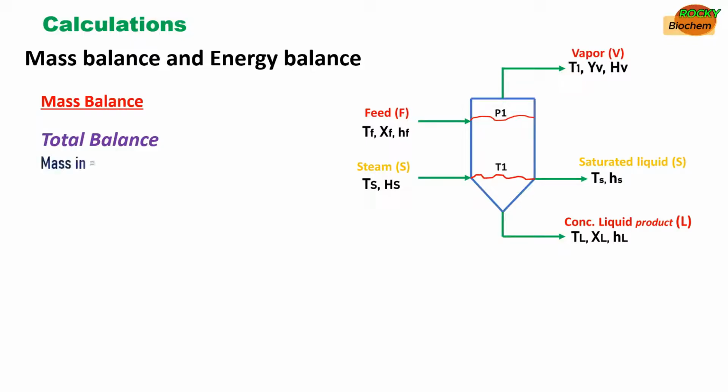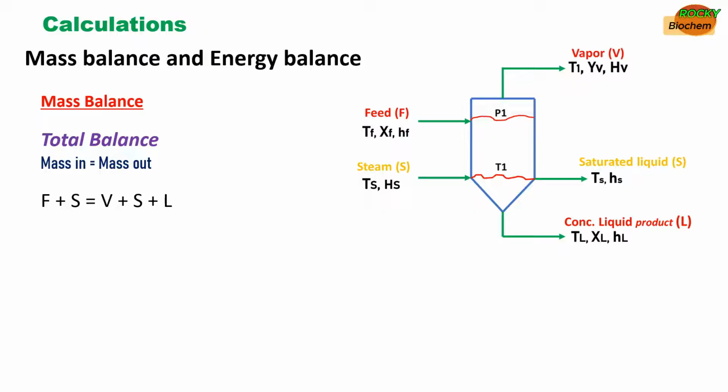Total balance just means that the sum of the masses entering the system should be equal to the sum of the masses exiting the system. So we need to consider the masses of the feed and the incoming steam, and it should be equal to that of the vapor, the saturated liquid, and the concentrated liquid product. Always put this in mind: all arrows pointing towards the chamber should be equal to all arrows pointing away from the chamber.